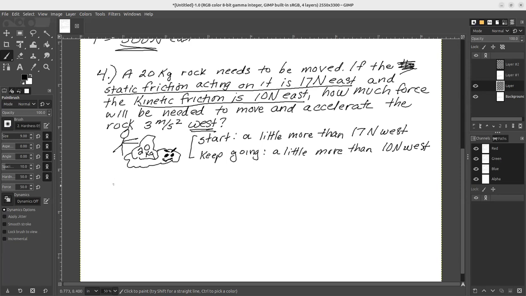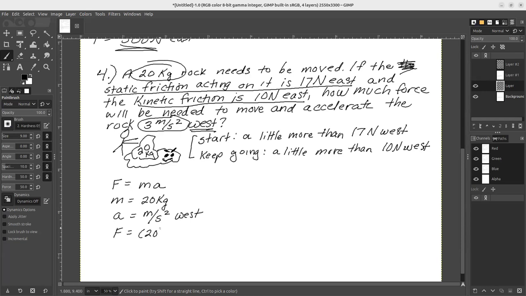How many newtons will it take to accelerate it? So the force is going to equal the mass times the acceleration. What is the mass? 20 kilograms. Right here. What is the acceleration? 3 meters per second squared west. So let's plug this in. F equals our mass, which is 20, times our acceleration, which is 3. So the force is going to take is 60 newtons.